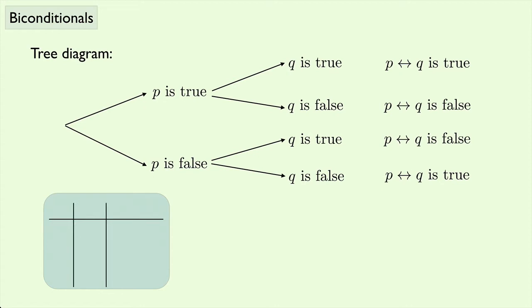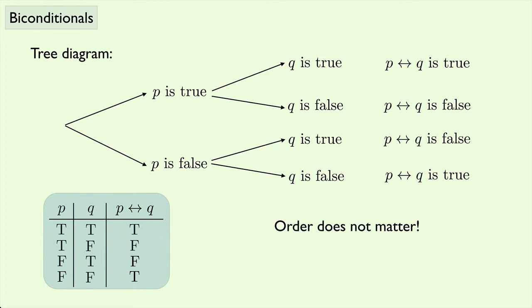Now let's look at the truth table. I'm going to set up the table here. I have P, I have Q, and I have P if and only if Q. And I'm just going to translate the tree diagram into the truth table. The first row would be all true. When P and Q are both true, P if and only if Q is true. And then remember that if either P or Q is false, then P if and only if Q is false. But when they're both false, then we have P if and only if Q is once again true.